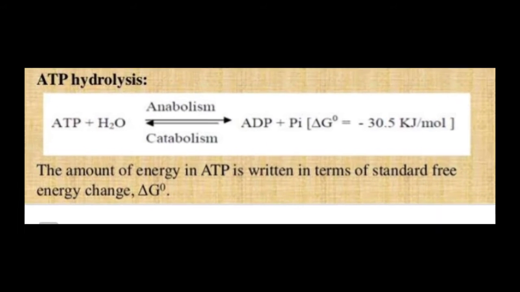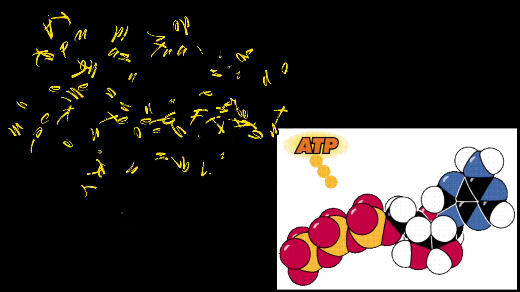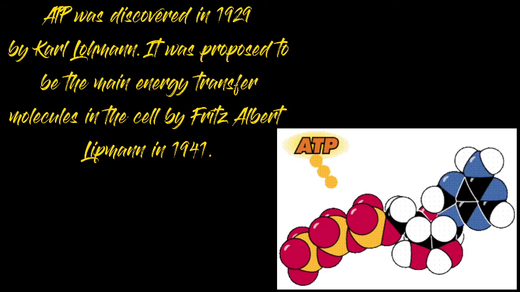A part of the energy released from oxidation of foodstuffs and from light gets stored in a molecule known as adenosine triphosphate, or ATP. It then transfers this energy through reactions that require energy. ATP functions as a carrier of energy in all living organisms, including bacteria, fungi, plants, and animals. This is the ATP hydrolysis. ATP was discovered in 1929 by Karl Lohmann. It was proposed to be the main energy transfer molecule in the cell by Fritz Albert Lipmann in 1941.